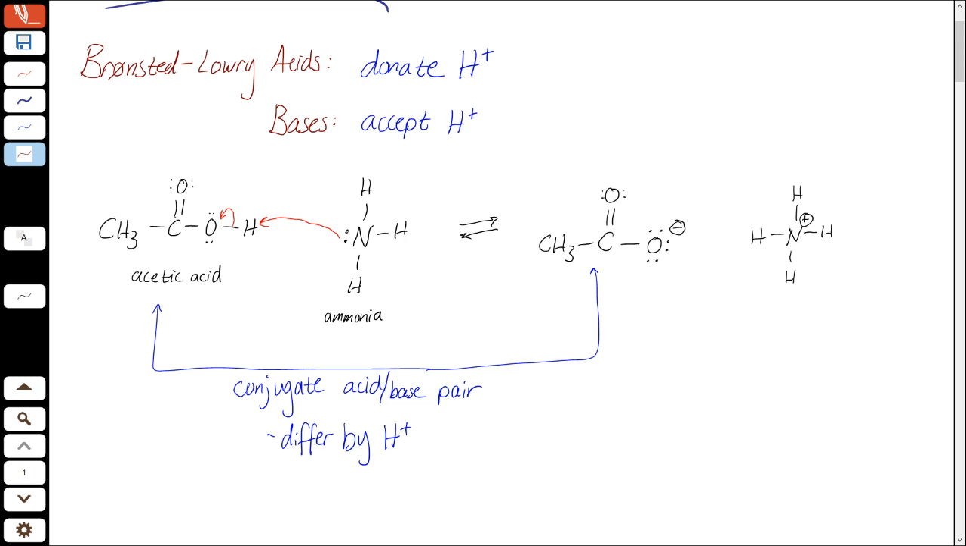Yeah, the ammonia and the ammonium. So there's another one here. As you can see, they differ by H+.